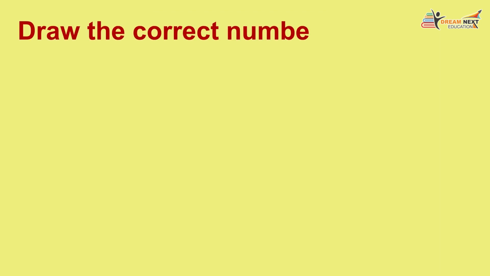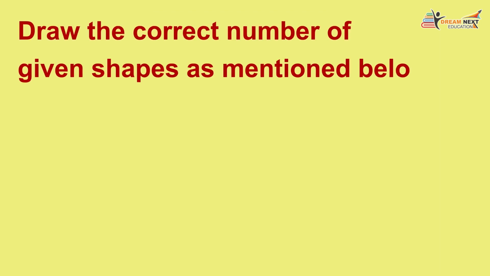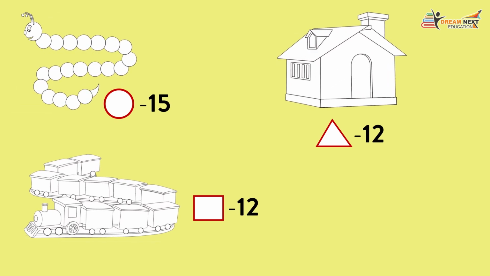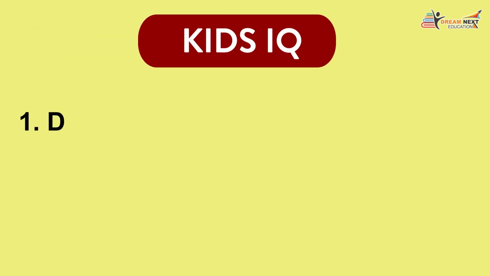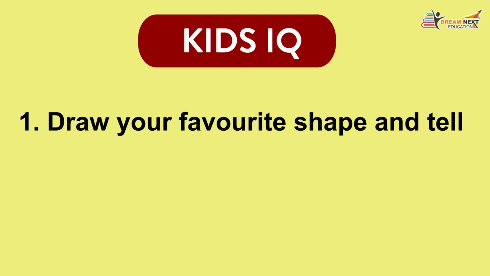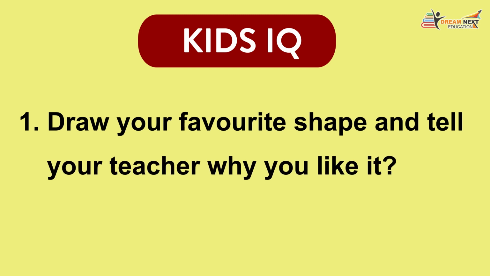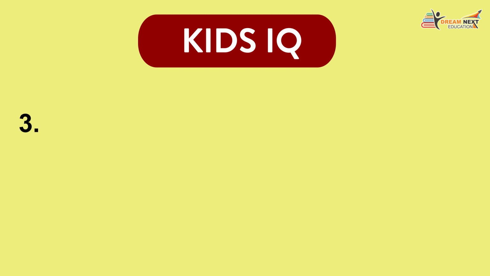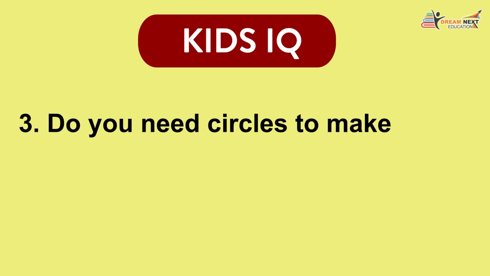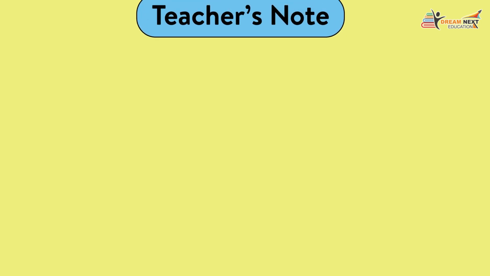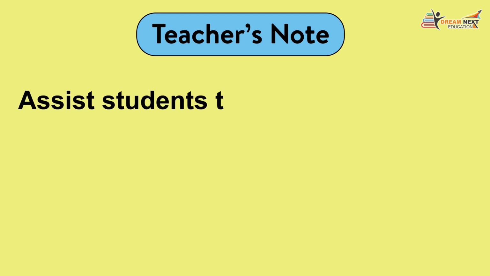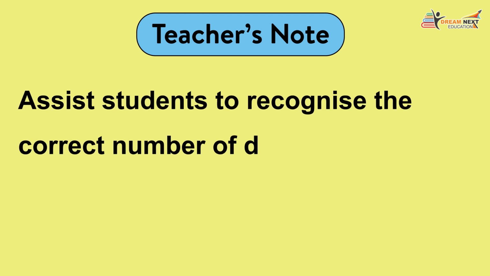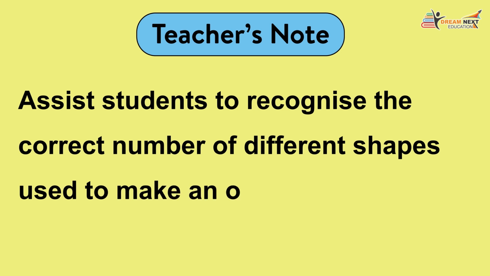Draw the correct numbers of given shapes as mentioned below each figure. Kids IQ. 1. Draw your favorite shape and tell your teacher why you like it. 2. How many squares are needed to make a box? 3. Do you need circles to make a cylinder? Teacher's note: Assist students to recognize the correct number of different shapes used to make an object.